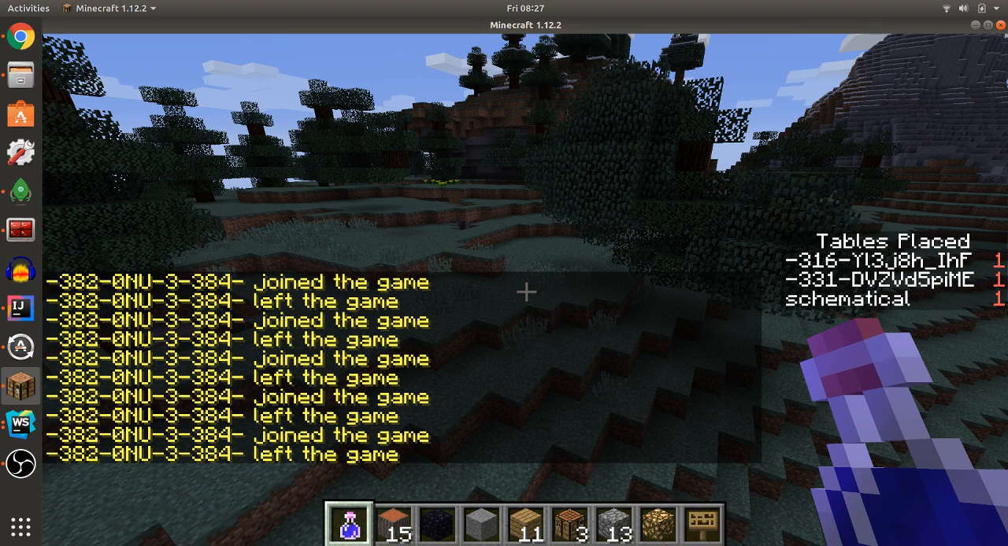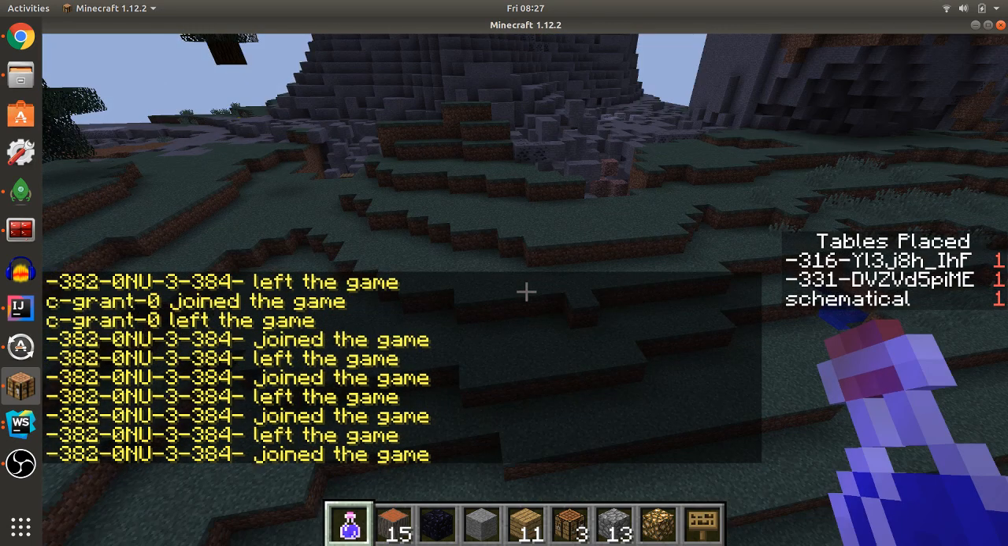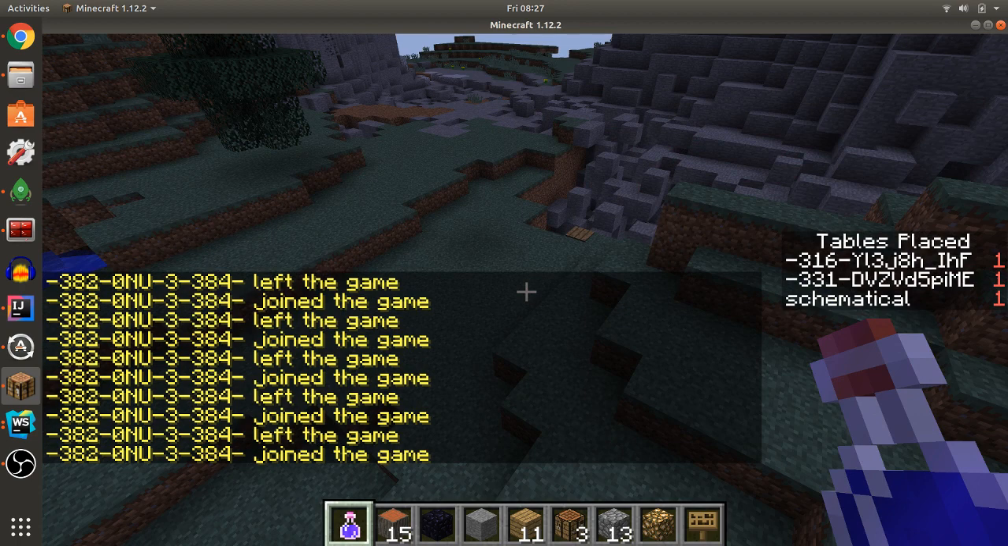ability to place, to use the crafting table, or to place the crafting table for that matter, and they seem to really like to dig the heck out of the ground here.